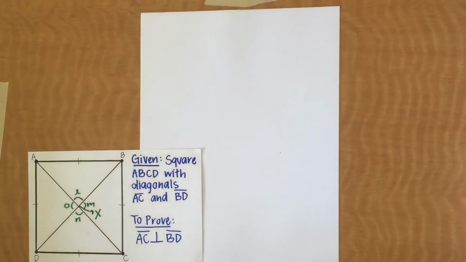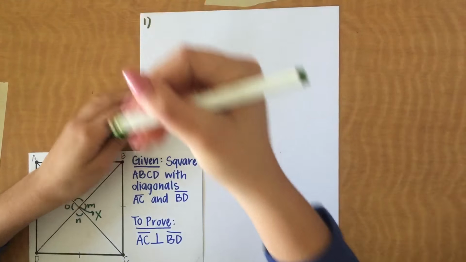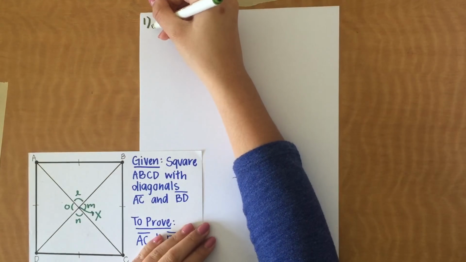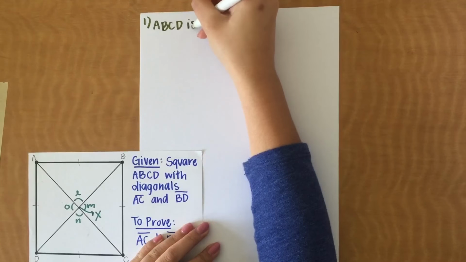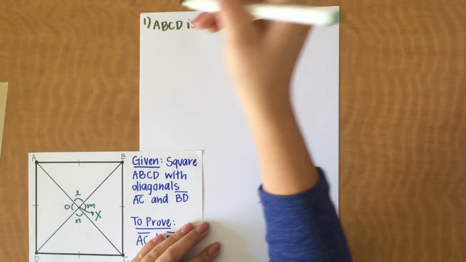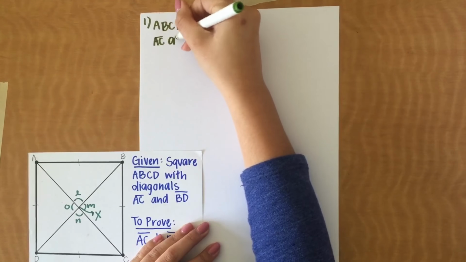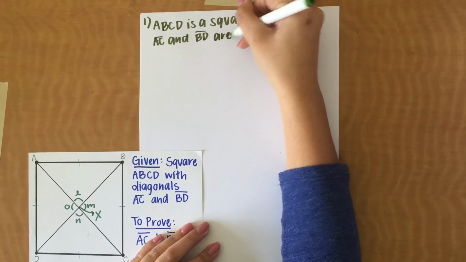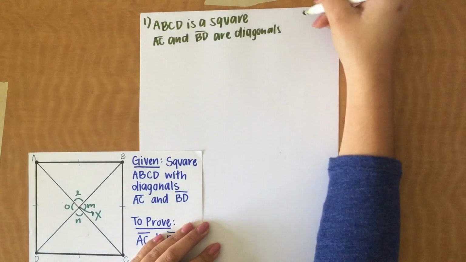Okay. So we always want to write down our given first as our first step. So we know that ABCD is a square, and the diagonals AC and BD are diagonals. And this is given.